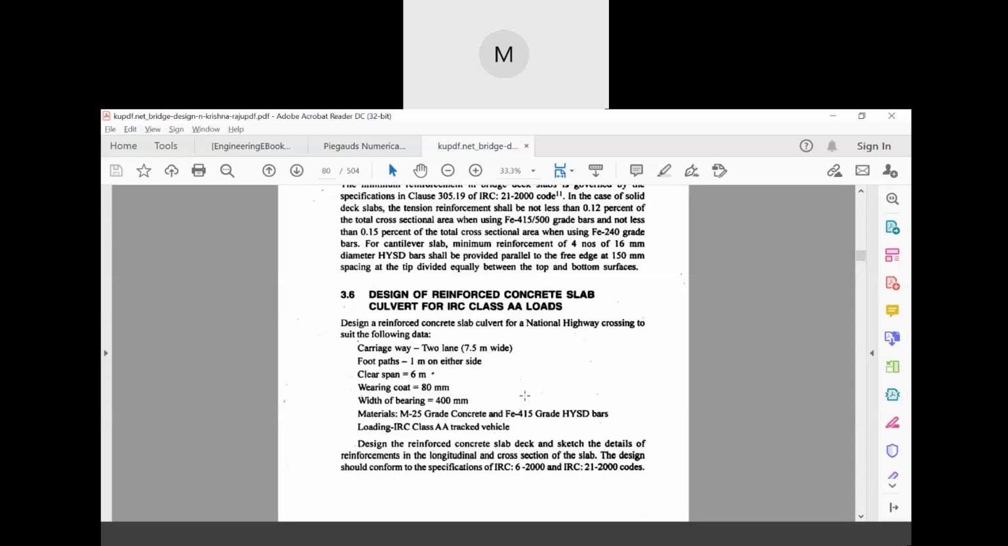In the last class, I guess all of you have written down the numerical that we taught to you. So this was the question that we basically discussed. In this question, what is written? First of all, design of RCC slab culvert for IRC class double A loading, right?